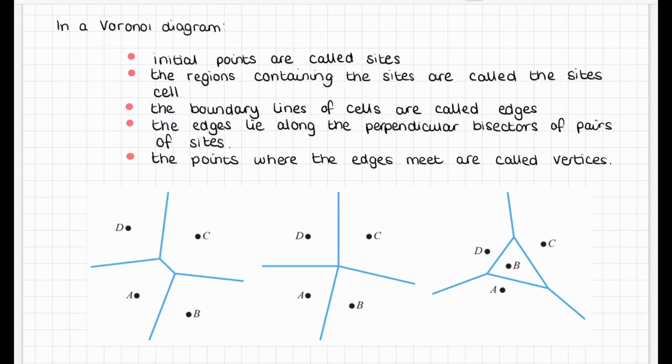The points where the edges meet, so I'll just put purple dots on the ones in these diagrams, they are called vertices, or if you're only looking at one, a vertex.